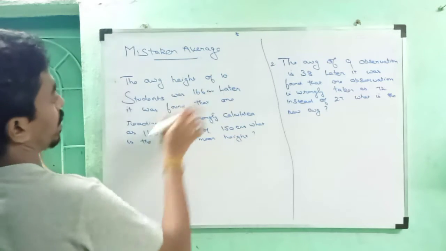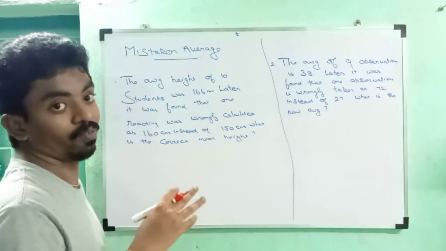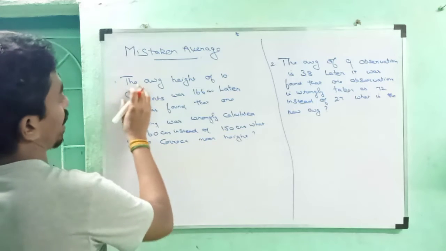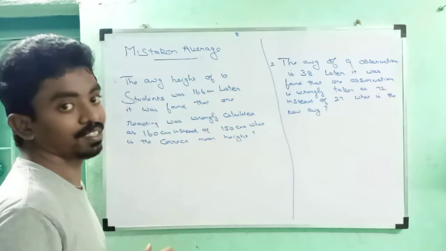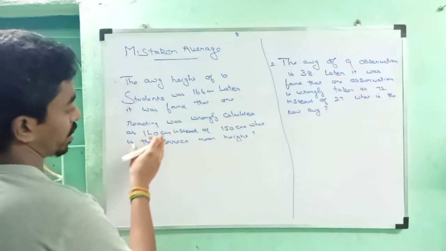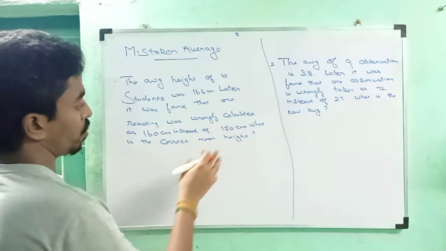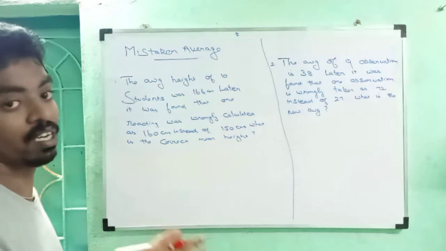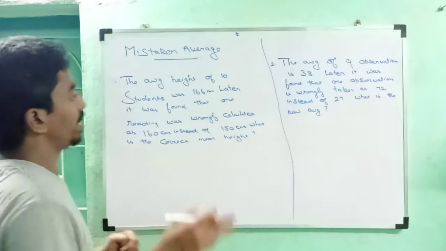Okay, in this first question, what they have given, we will see. The average height of 10 students was 166 cm. Later it was found that one reading was wrongly calculated as 160 cm instead of 150 cm. What is the correct mean height? We have to find the correct mean height here.